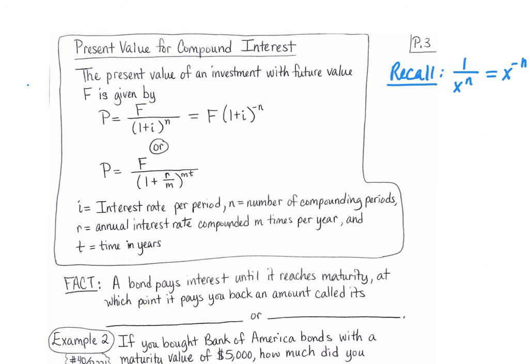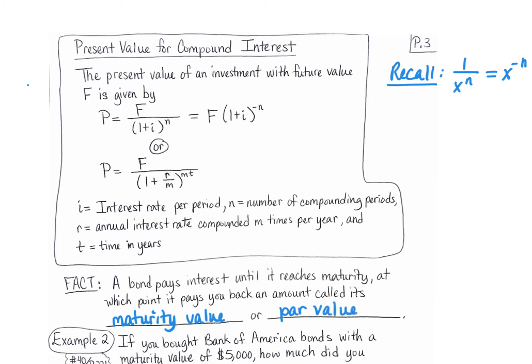Okay, a fact that has a couple of new terms: a bond pays interest until it reaches maturity, at which point it pays you back an amount called its maturity value, or some people call it the par value.